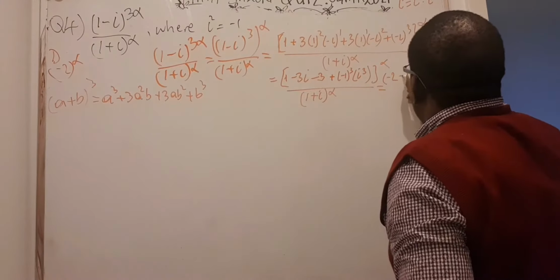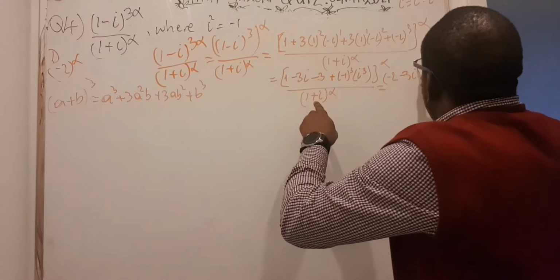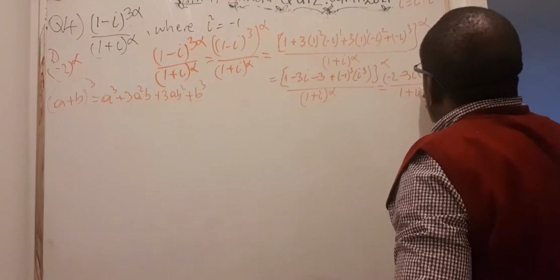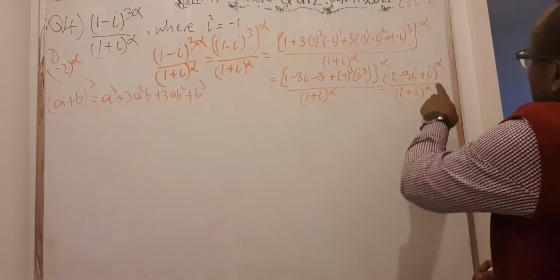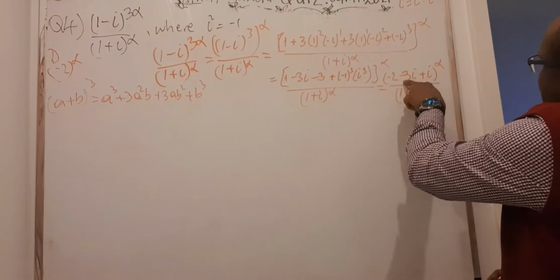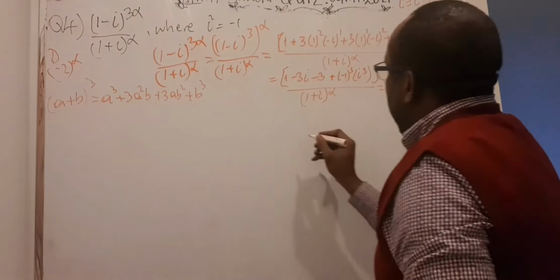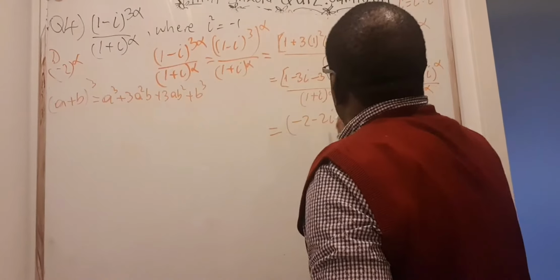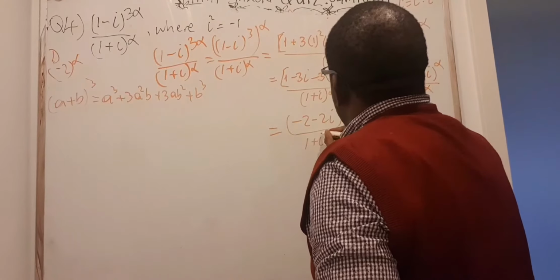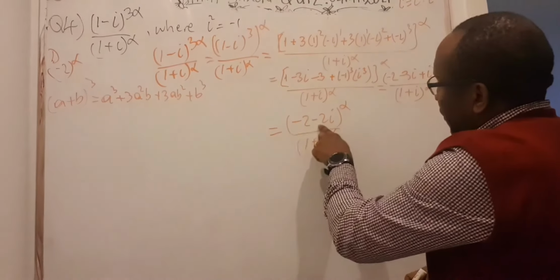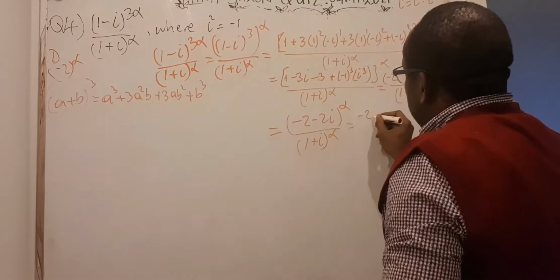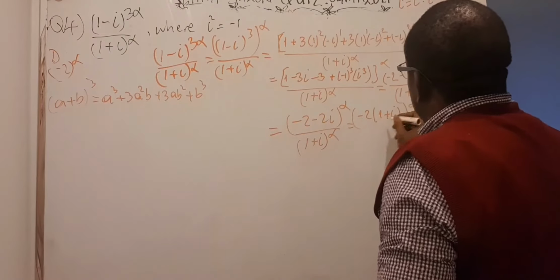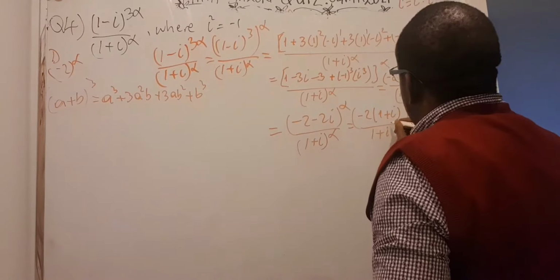So then I get here minus 3i plus i, all that to the power alpha divided by (1 plus i) to the power alpha. Minus 3i plus 1i is minus 2i. So this is minus 2 minus 2i, all that to the power alpha divided by (1 plus i) to the power alpha. I can factorize minus 2 here. Then that will be minus 2 into (1 plus i), all that to the power alpha, over (1 plus i) to the power alpha.